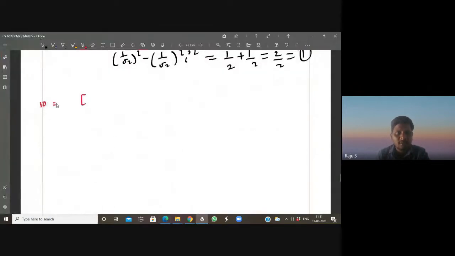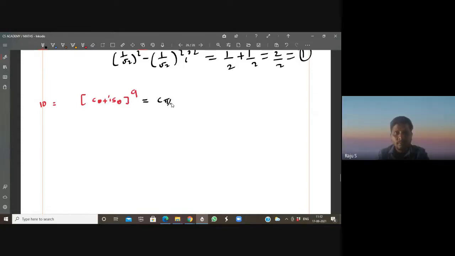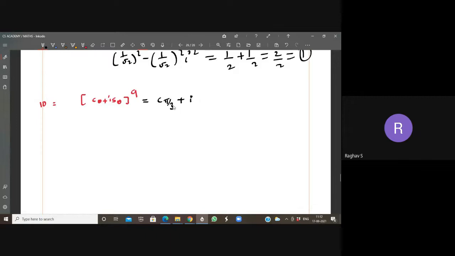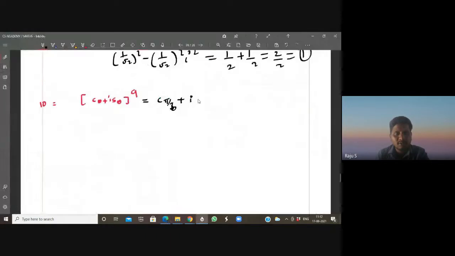The 10th term is nothing but cos theta plus iota sin theta all to the power of 9. What is the theta value? Cos pi by 6, root 3 by 2, plus iota sin pi by 6. Sir, pi by 6 or pi by 3 they have given? Pi by 6, okay, fine. Cos pi by 6 plus iota sin pi by 6. I substitute the theta value, all to the power of 9.